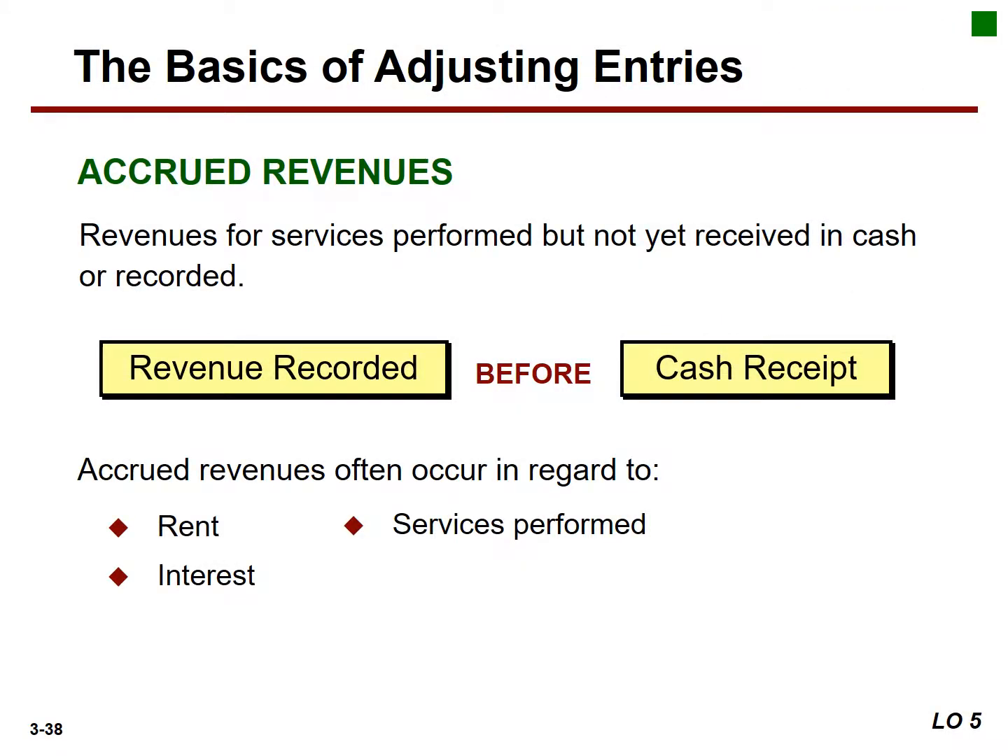Okay, let's talk specifically about accrued revenues. Again, accrued revenues are revenues that have been earned, but we've not received payment for them yet, nor have we gotten these revenues recorded. And some examples would be rent, interest, interest, which we looked at a few moments ago on our CD example, and it could be for services that have been performed, work that our business has done for a customer, but we don't have it recorded yet.